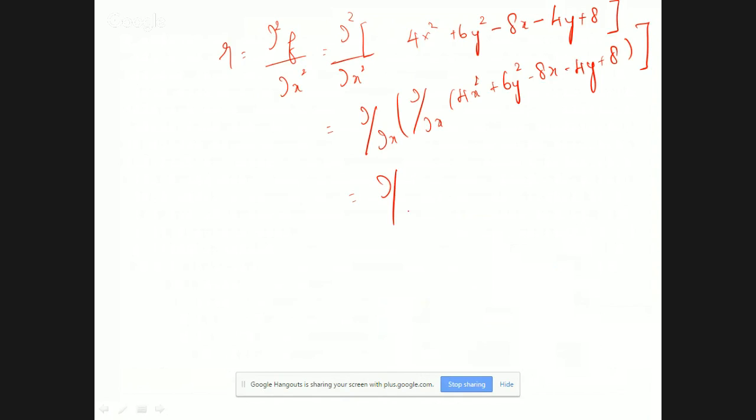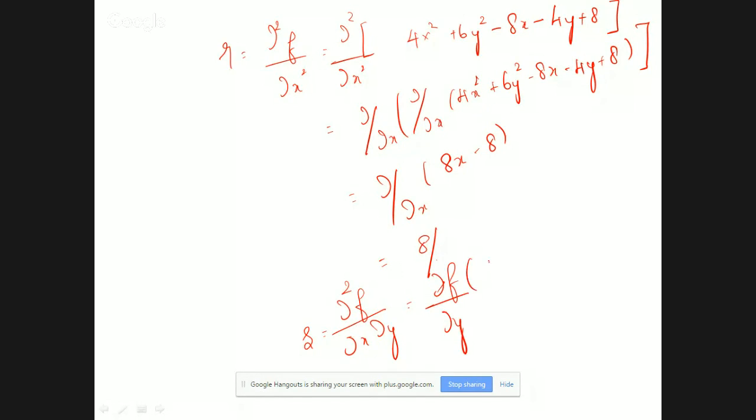So what you will get? ∂/∂x of that is 8x − 8. And this ∂/∂x is going to get 8. Similarly, you do s. S is ∂²f/∂x∂y. So when you get your 8x − 8, you differentiate again with respect to y, ∂f/∂y. 8x − 8 is nothing but 0.